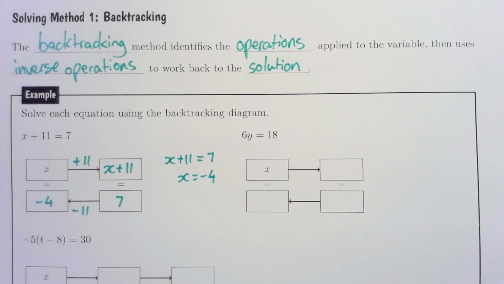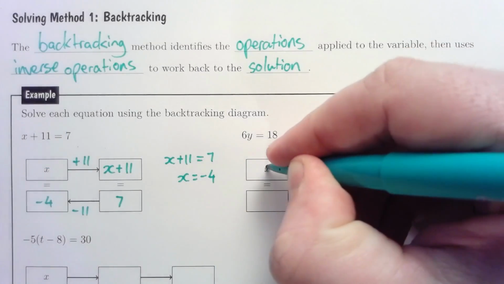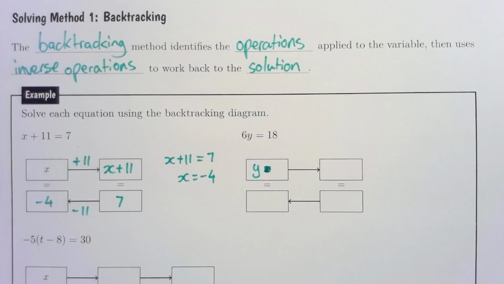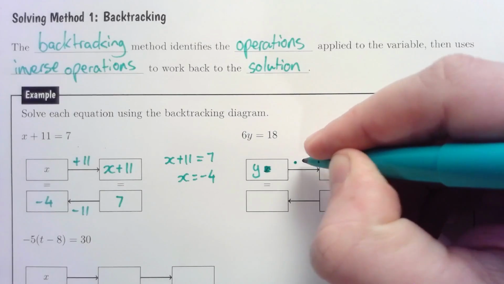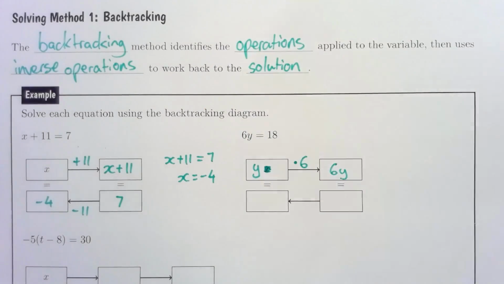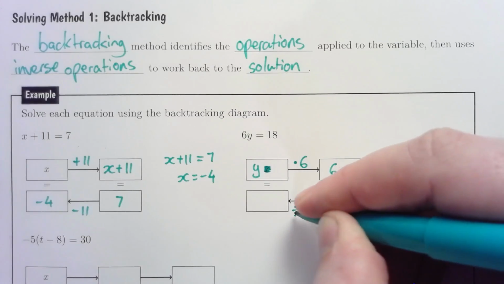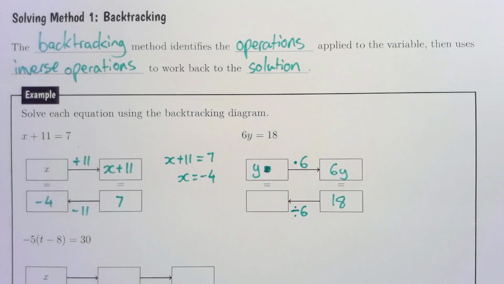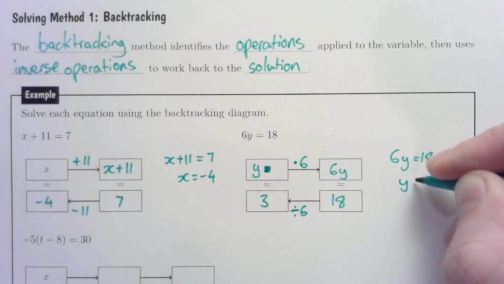The rules here are somewhat similar to when we were working with evaluating expressions. We write each step of working one at a time, working down the page, and we write our equal signs in a straight line. For the equation 6y equals 18, the variable y has been multiplied by 6 to get the expression 6y. The equation tells us this equals 18. Working backwards, we do the inverse of multiplying by 6, dividing by 6, and get to the value 3. So the solution is y equals 3.